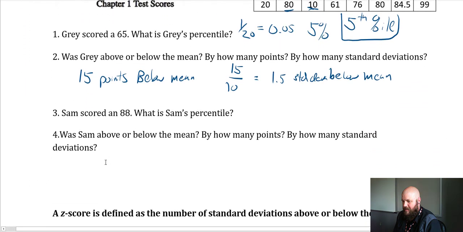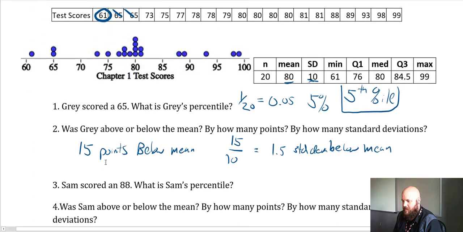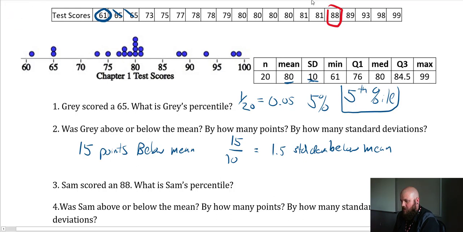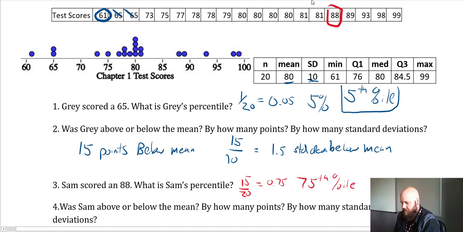So now Sam scored an 88. What is Sam's percentile? Well, if Sam scored an 88, it's the only one right there. And out of 20, there's 1, 2, 3, 4, 5 that are above that. So there's 15 below. So we would simply say 15 out of 20, which will give us 0.75. So therefore, Sam is in the 75th percentile.